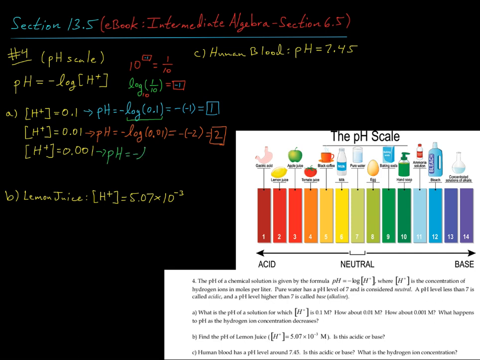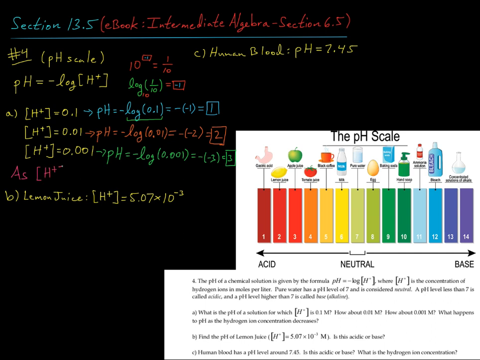So this would be minus the log of 0.001. To get a thousandth, I'm going to have to raise 10 to the minus third power, and then we're going to take the opposite of that. So that's going to come out to be 3.